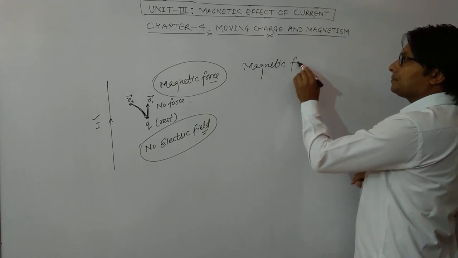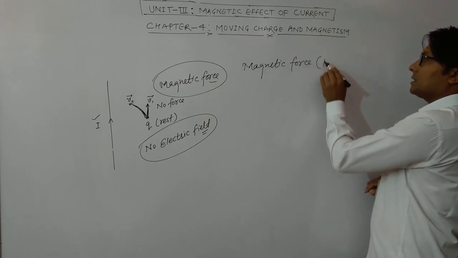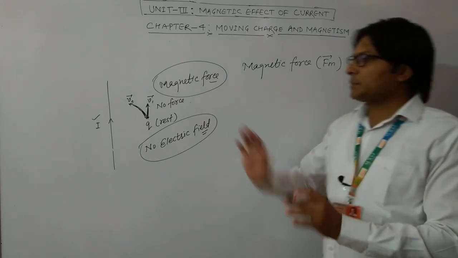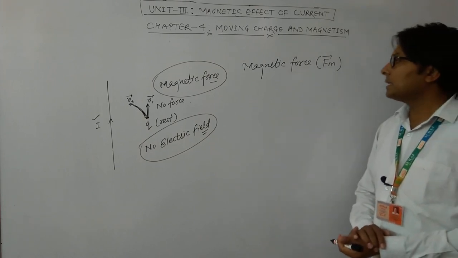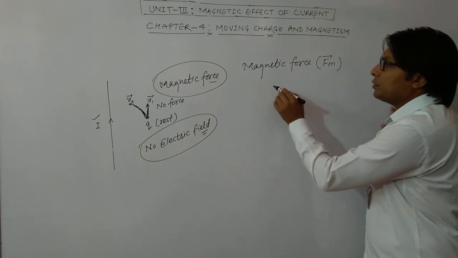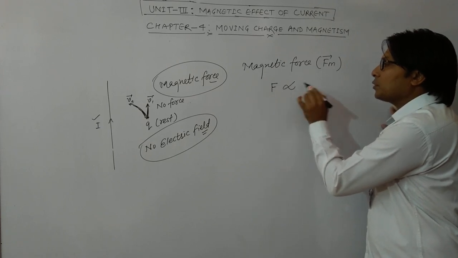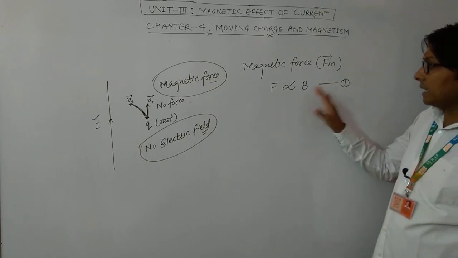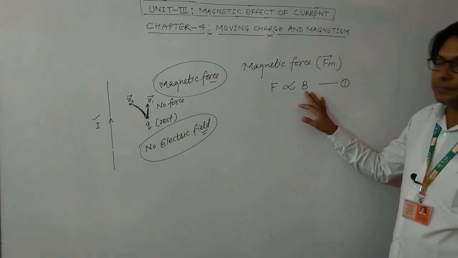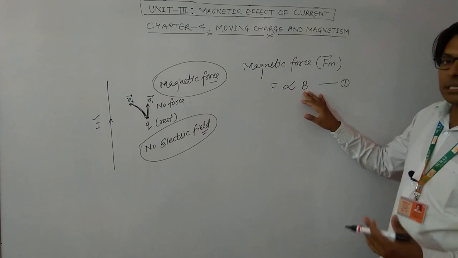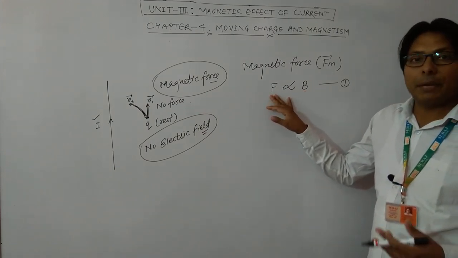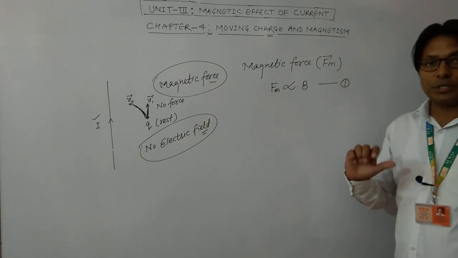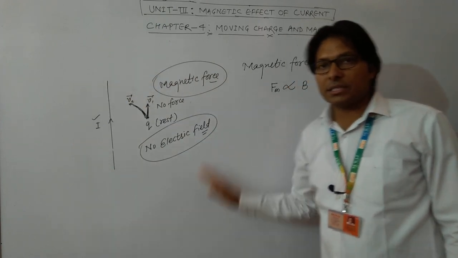Magnetic force, it is denoted by Fm vector. So in this experiment we can observe that the magnitude of this magnetic force is directly proportional to the magnitude of magnetic field, which directly depends upon the magnitude of current. So if we increase the magnetic field, then definitely magnetic force also increases. So that was one observation made during this experiment.